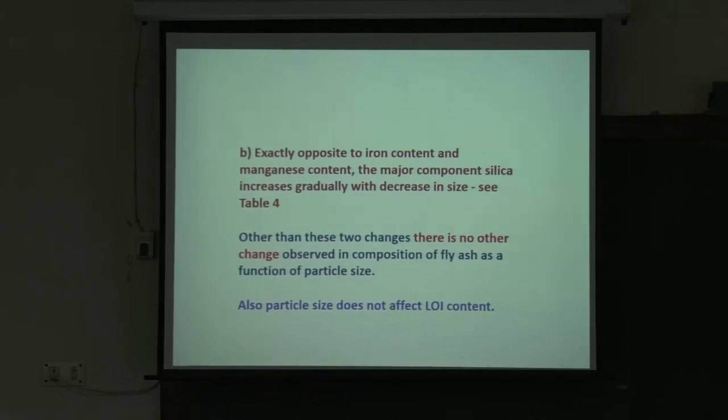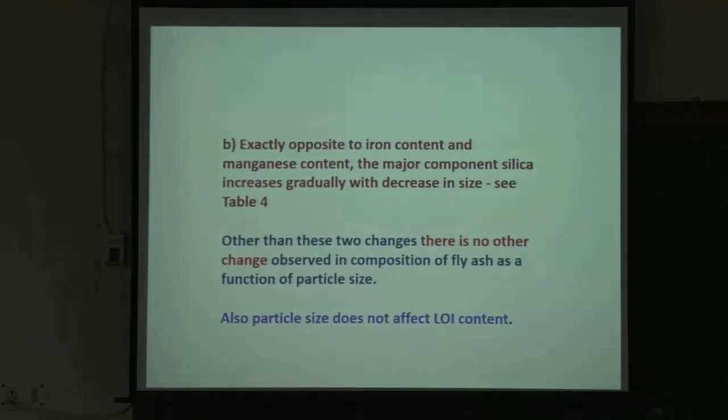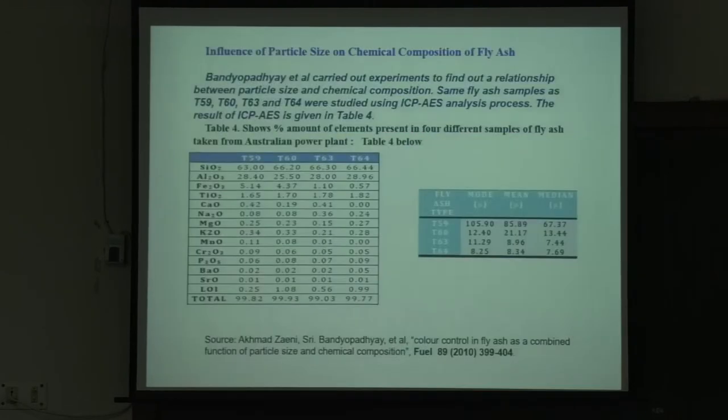Now, there are also this information beforehand was exactly opposite to iron content and magnesium content. So the major component, silica, increases gradually with decrease in size, as was in table 4. Remember that on this side? These are the sizes. So the particle size also depends on the composition. That's what it says now.